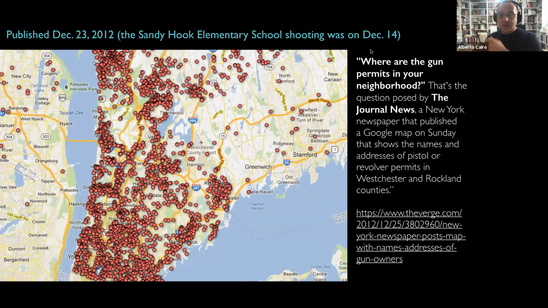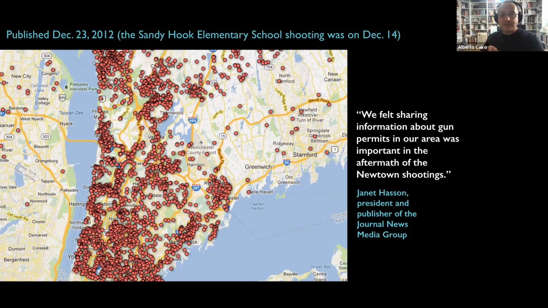A few days later, The Journal News published this map. Each one of these dots represents one person. What type of person? A person who has a handgun permit in upstate New York. Each one of those dots is a person. When this map was published, it caused an uproar. It's not available anymore; there are only screenshots right now. The newspaper started receiving a lot of complaints and defended itself, saying, we felt that sharing this information was valuable to our readers in the aftermath of the mass shootings.